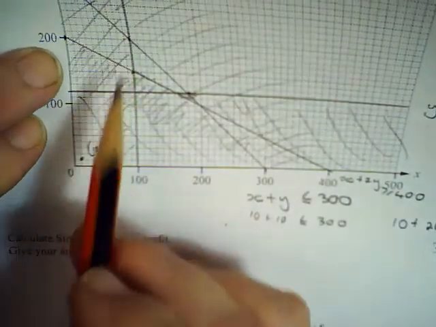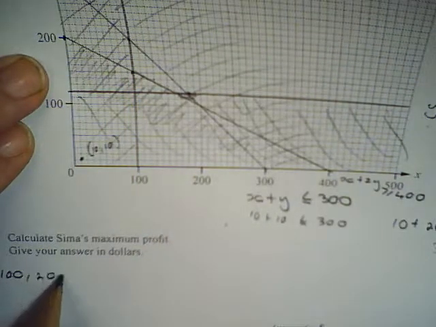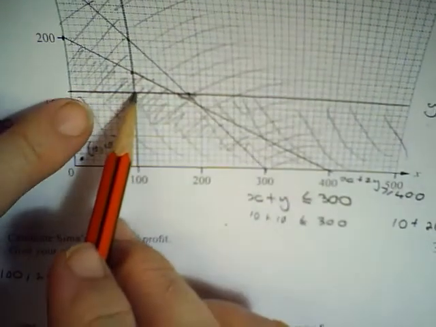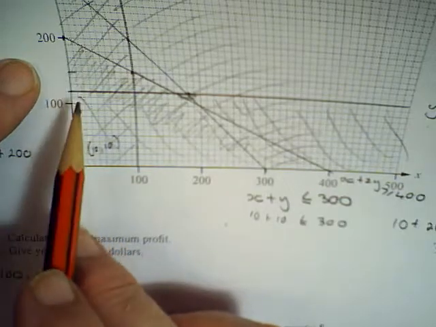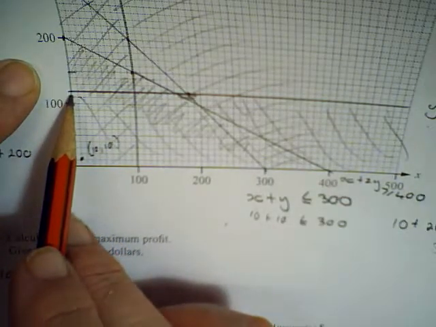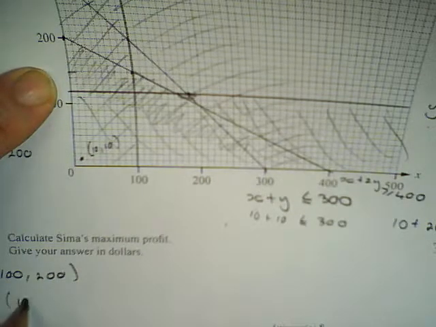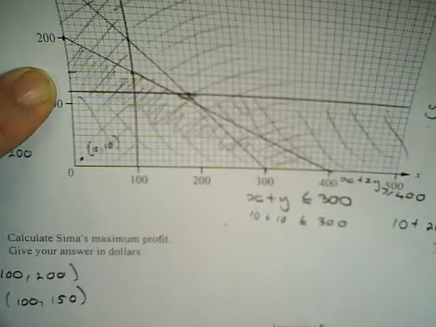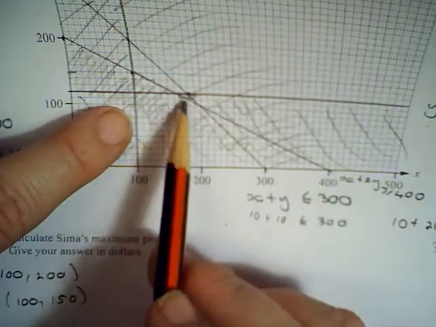So 100 and 200. 100 and 200. That one is 100 and 150. That seems a little bit less. Okay, so I don't think that will work. Let's have a look at this one over there.